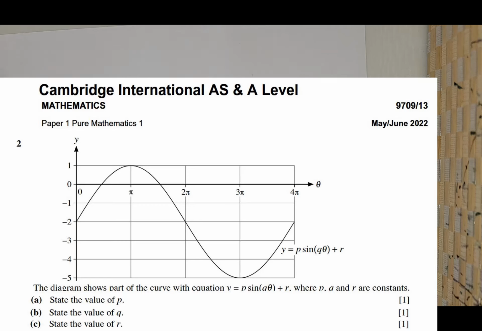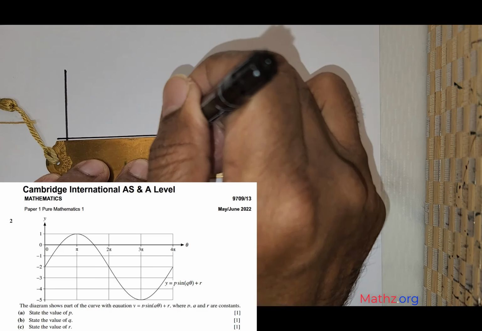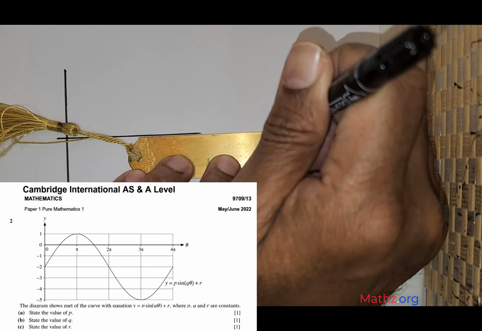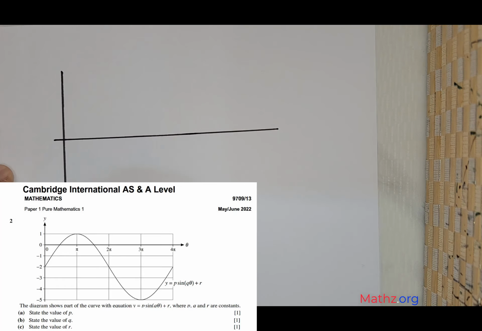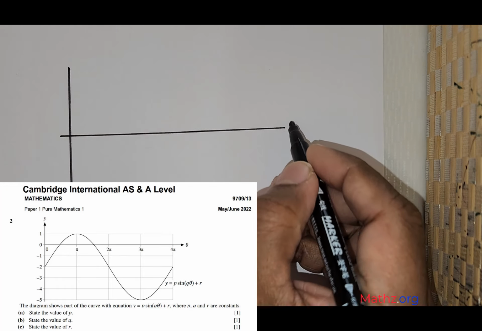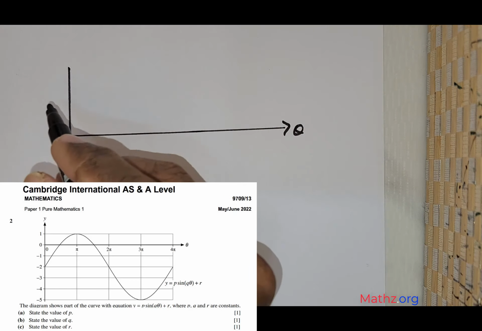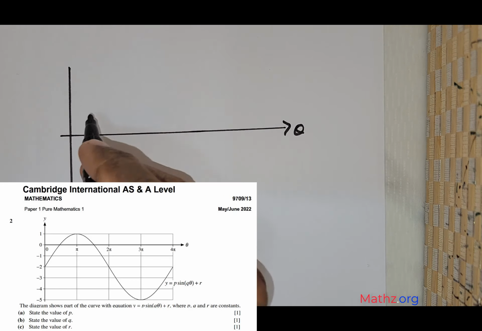Okay, this is the next question. For this we need the graph, so let me draw the graph. Okay, so this is theta, and this point is 1, this is 0, and you got a -1 and a -2 here.